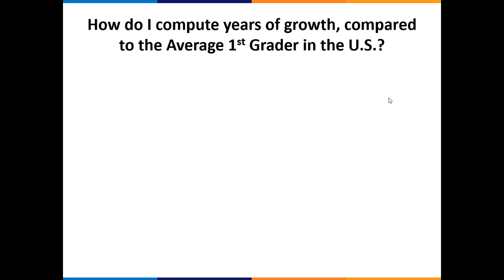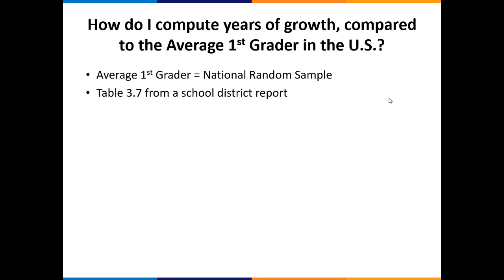So here we go. How do we compute the years of growth compared to the average first grader in the United States? All right, so now remember, the average first grader is our national random sample, that 2 students per school. That's what we've just retitled them as for this. So we're going to need a couple things. First, we are going to need table 3.7 from a school district report. So you can take any of your school district reports and go to table 3.7.